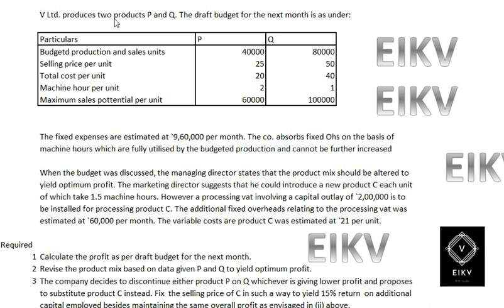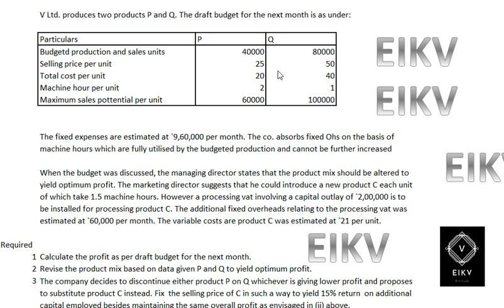So this illustration is regarding optimum product mix. Going forward with the illustration, the company is limited to producing two products, P and Q. The draft budget for the month is also given. The budgeted production and sales are 40,000 and 60,000, and the selling price is given as 25 and 50.